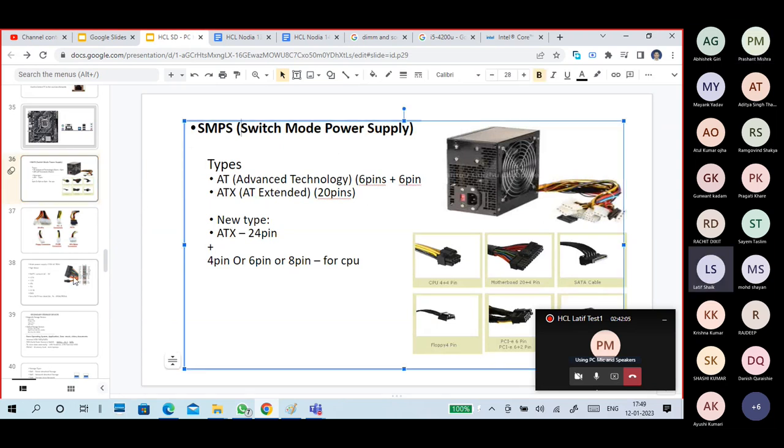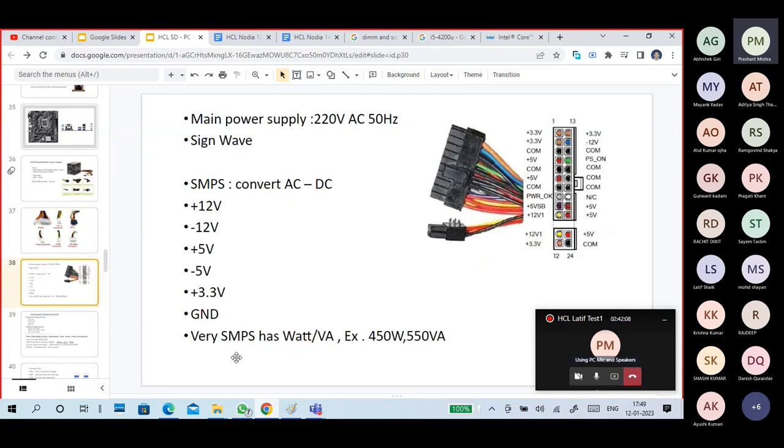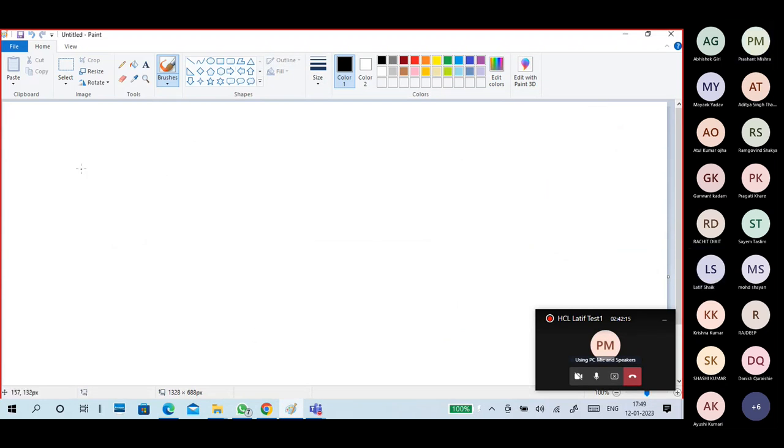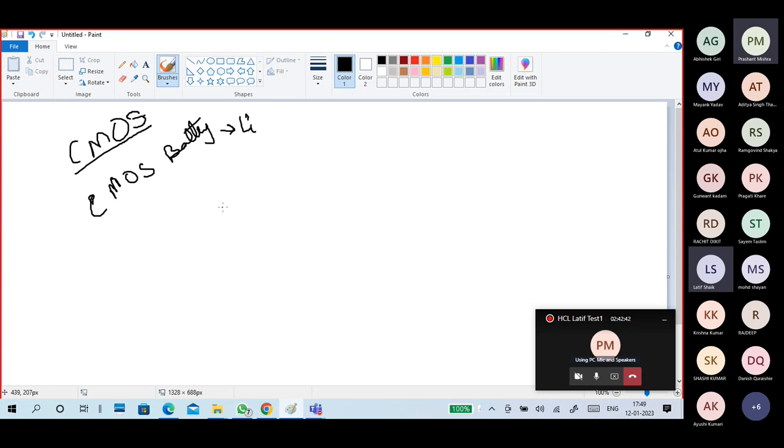Sir, do interviewers go into this much deep questions? Maybe, maybe not. CMOS is a common question, right? CMOS battery is a common question. What is CMOS battery? What is CMOS? CMOS is not a battery. CMOS battery is a lithium battery. CMOS is a technology to build chips. Our microprocessors like CPU, RAM, ROM are all built by CMOS technology only.